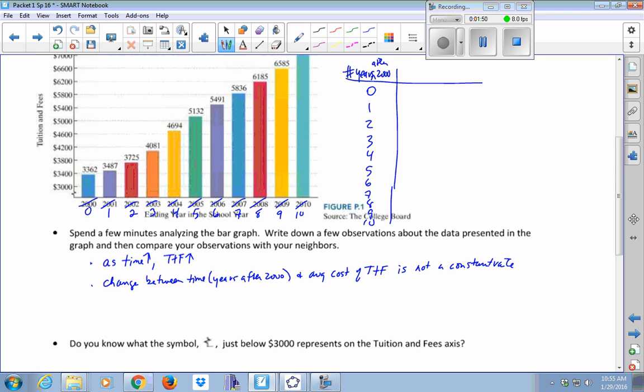And then over here you have 3362. So this would be the average cost of tuition and fees in dollars. And then you would have 3487, 3725. So what Catherine said is that it's not growing at a constant rate, because for equal differences in the years, each changing by 1 year, we don't have an equal difference in the tuition in dollars.